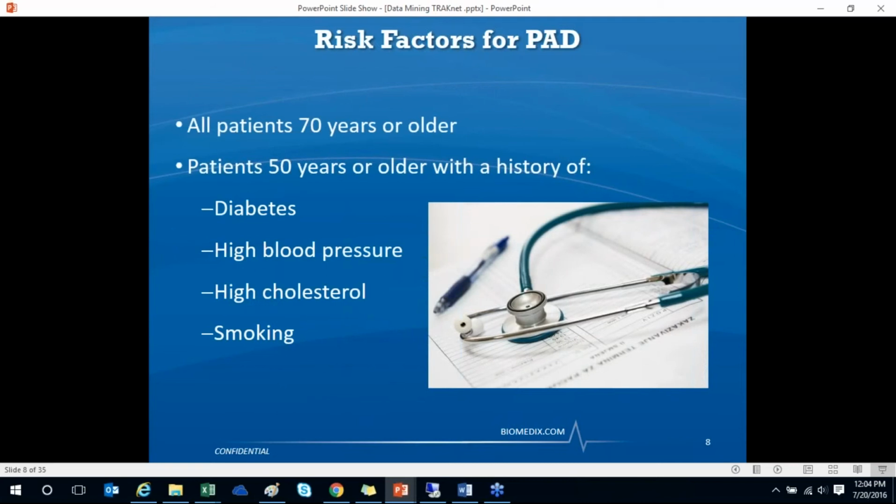So let's take a look at who's at risk for peripheral arterial disease. All of your patients that are 70 years or older are at risk for peripheral arterial disease. And any of your patients that are 50 and older with a history of diabetes, high blood pressure, high cholesterol, and smoking. So later on in the webinar, we're going to take a look at what we should do with these patients that present with risk factors.